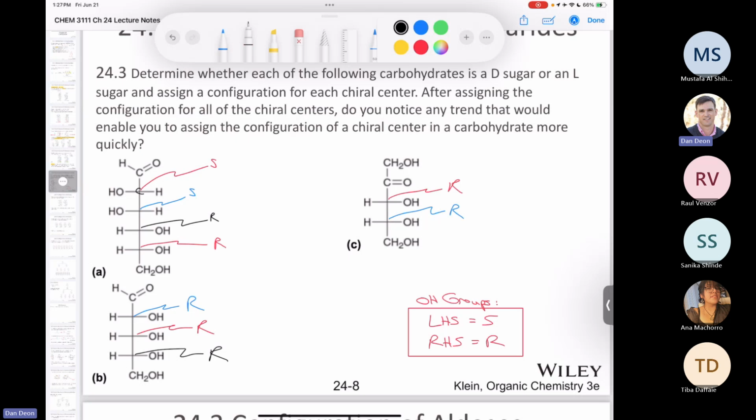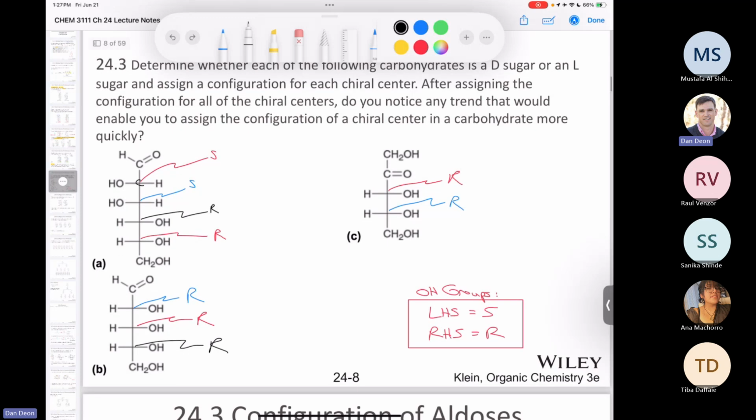Now, if you draw your Fischer projection with the most oxidized carbon at the top, you see that for all 3 of these, if the hydroxyl is on the right-hand side, the configuration is R. If it's on the left-hand side, the configuration is S.